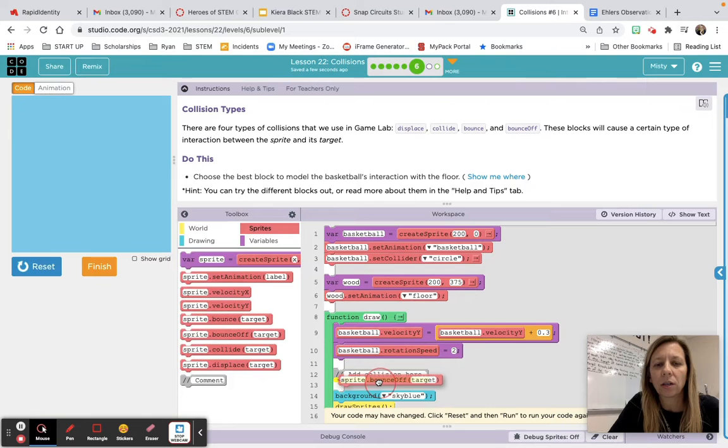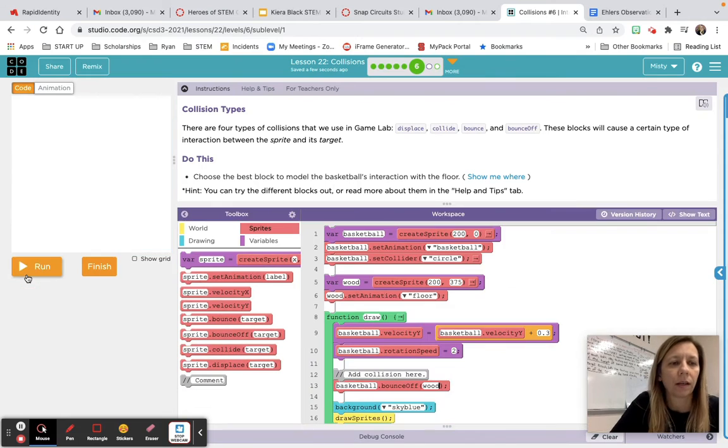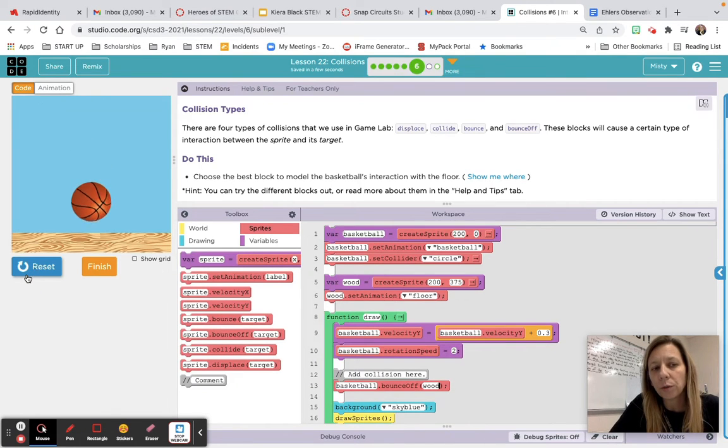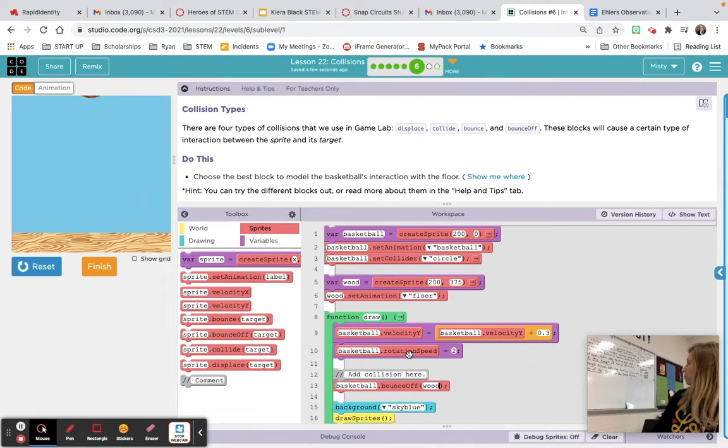Let's try bounce off. Oh, in the first one, the wood moved. In bounce off the wood is not moving. It stays where it's at, and the ball just continues to bounce. And rotate, because it has a rotation set up here, rotation speed.